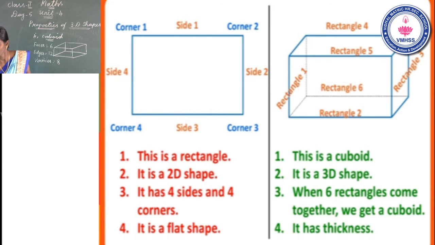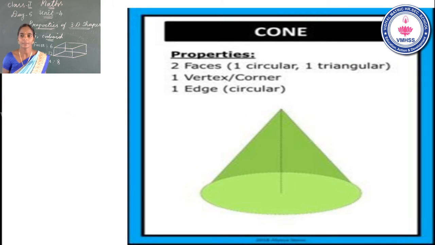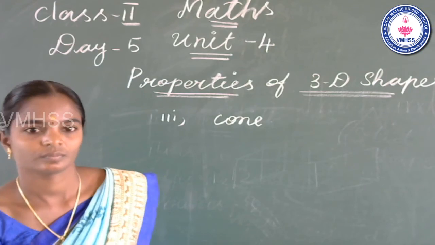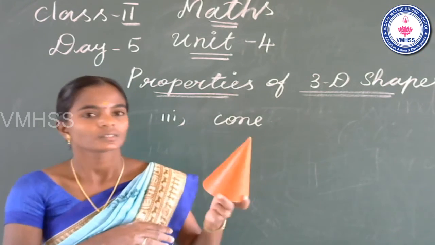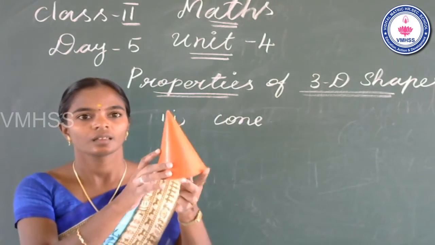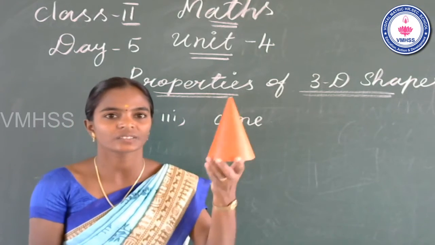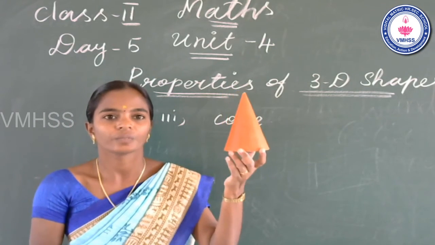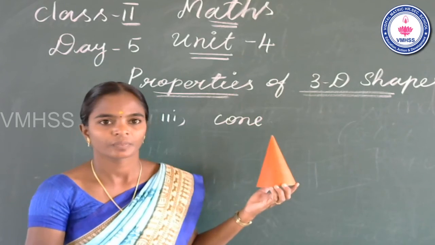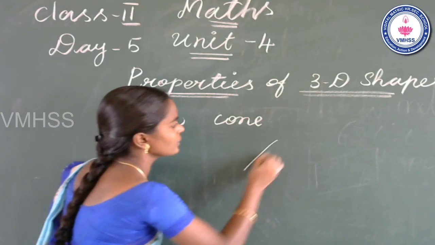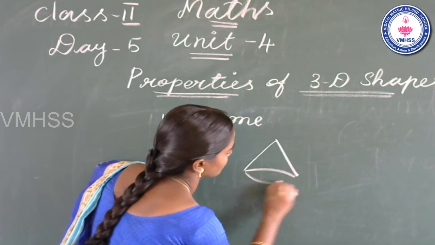Okay, students, see the next slide. So next one, cone. Students, look at the board. Students, listen here. So what is the shape? Cone. This shape is cone. Now we will draw the cone shape.